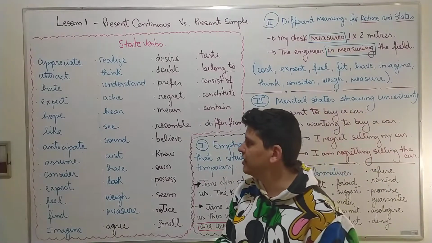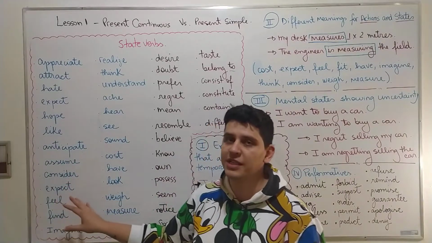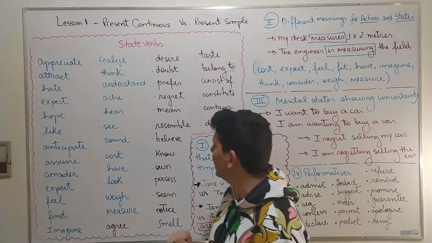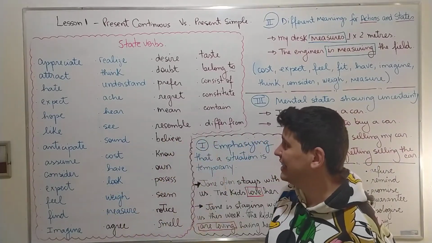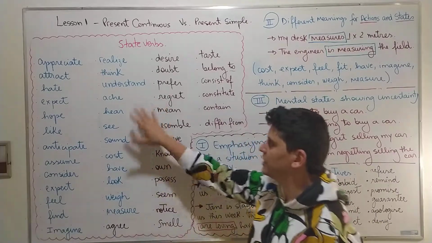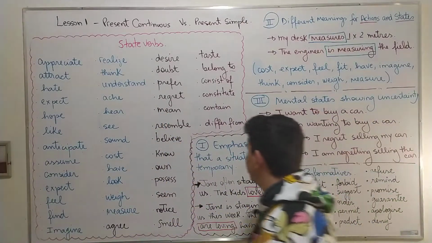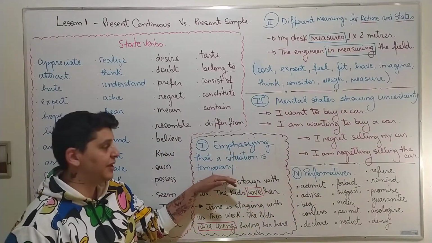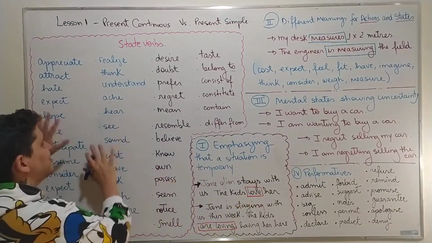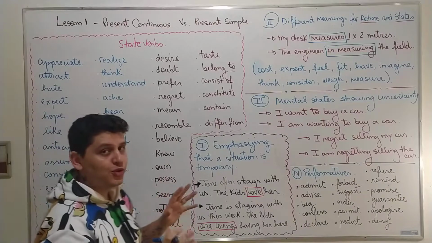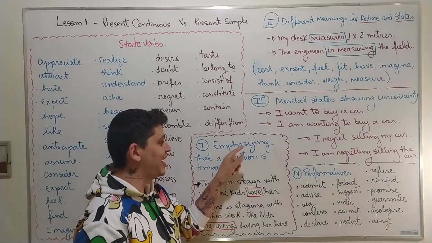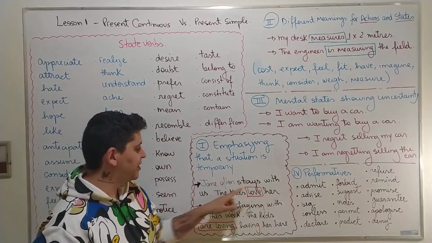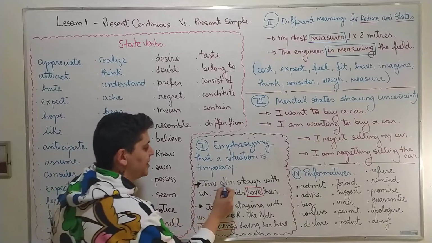So as I have already said, the ones in blue can be sometimes used in continuous tenses, differently from what you've heard during your whole experience with learning English. And the ones in black are very rarely used in continuous tenses, but let's go into the considerations. So the first one is emphasizing that a situation is temporary. These verbs here in blue, they can be used in continuous tenses when you want to emphasize that that situation is temporary. For example, Jane often stays with us, so she stays with us with a frequency basis.